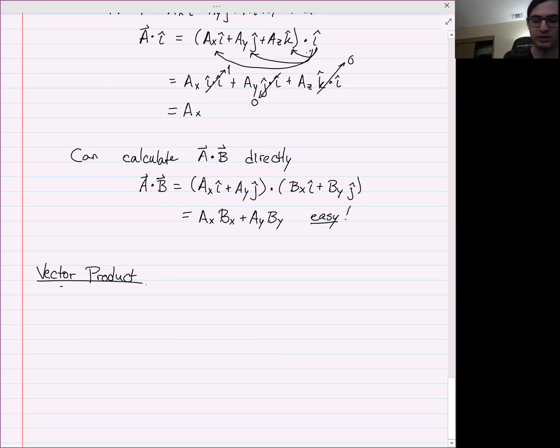And it has another name that we'll get to in a minute. So this is the second unique way to multiply vectors. And so unlike the scalar product, the vector product spits out another vector. So if you take the vector product of 2 vectors, your answer is a third vector. It's not just a scalar, it's not just a number.